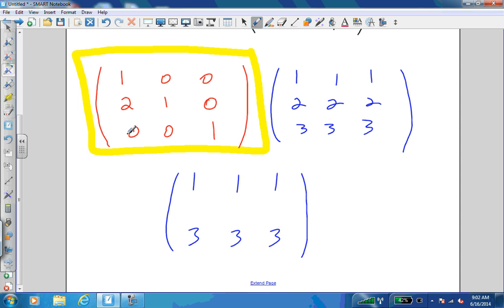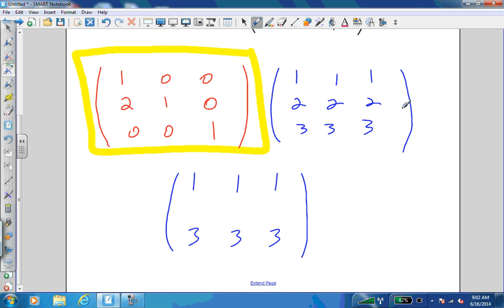So if we only have a 1 here, then we're only multiplying the third row by 1 each time. Remember, we do this row times this column, but each of these is being multiplied by 0. So that will yield that third row.